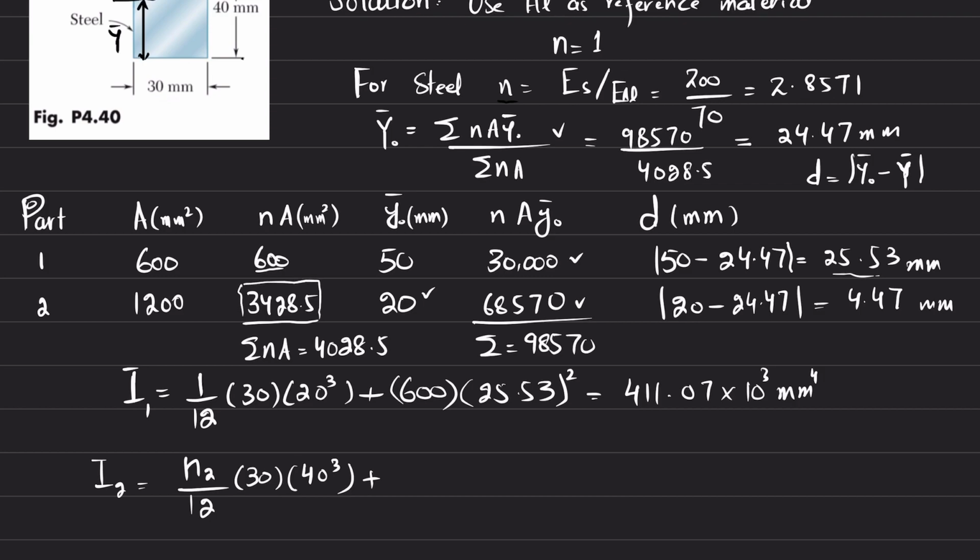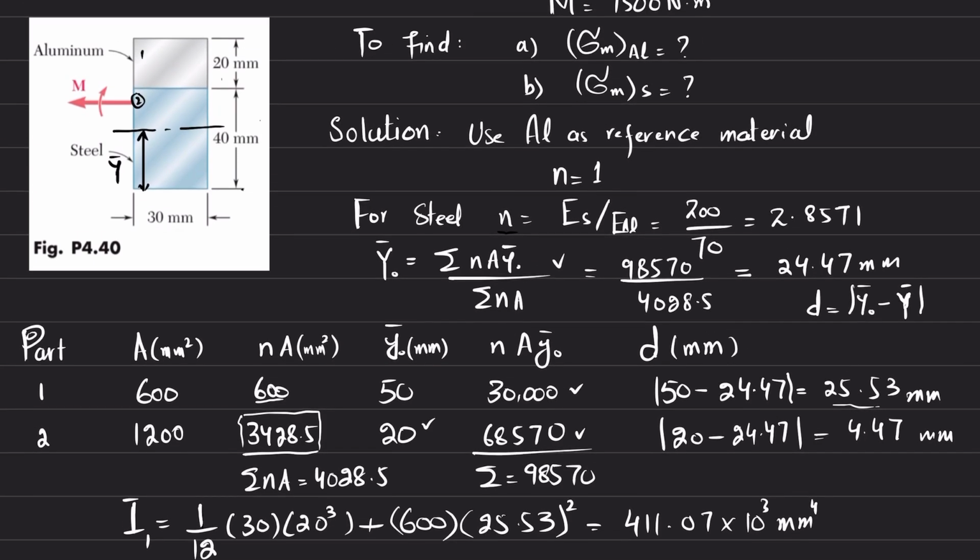You can see this is 3428.5 and its d is 4.47 squared. So when you solve it, it will give you 525.64 into 10 to the power 3 cubic millimeter power 4.